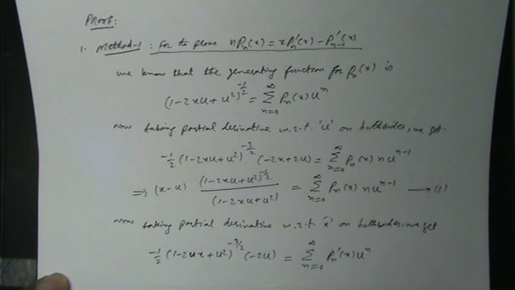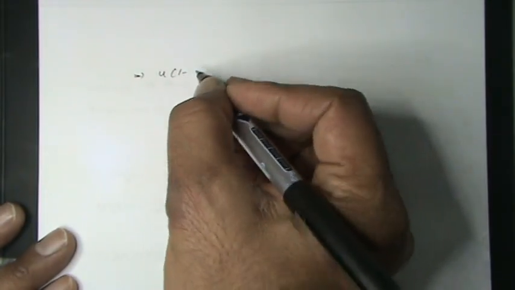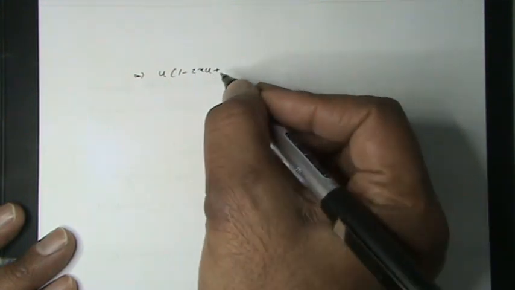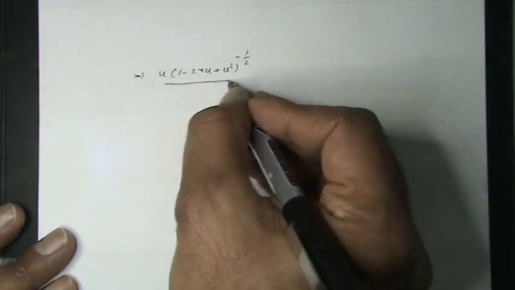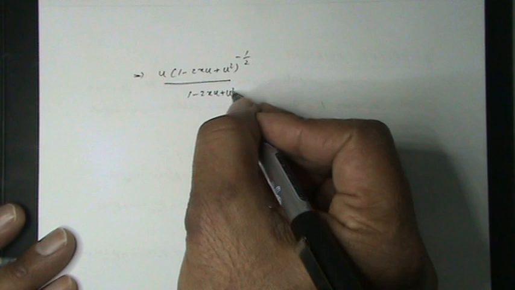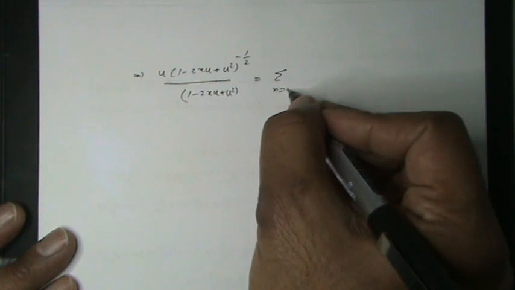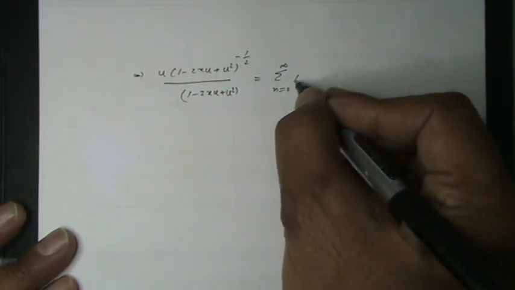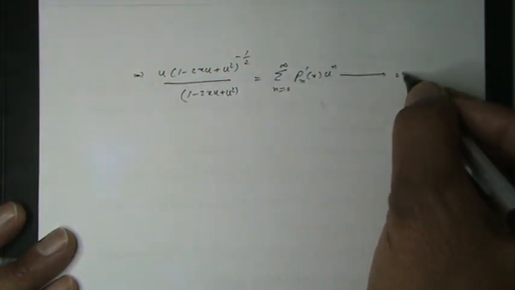or it can be written as u into (1 minus 2xu plus u square) raised power minus 1 over 2, over (1 minus 2xu plus u square), equal to sigma n from 0 to infinity Pn'(x) u^n. Equation number 2.